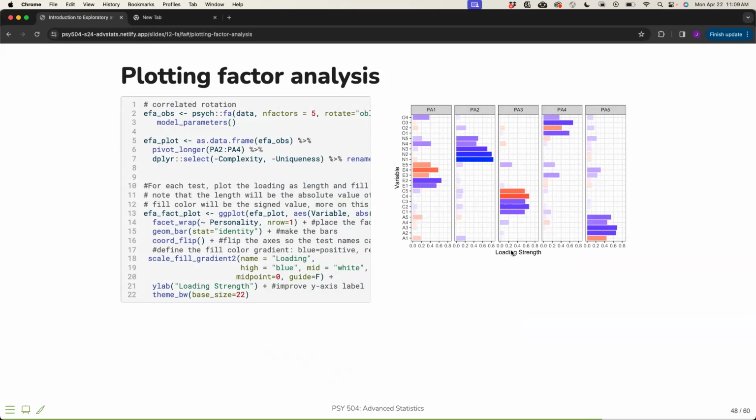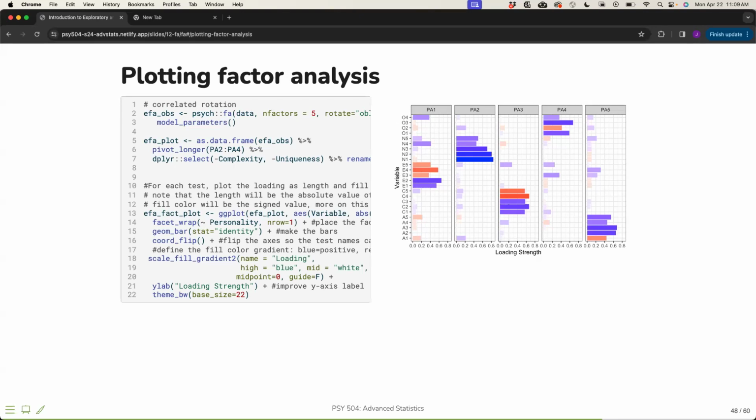But essentially what we're doing here is we're visualizing the loading strength on the x-axis by these horizontal bars that differ in transparency. We have items on the y-axis, and then we have faceted factors here. And I like this particular visualization. So this is the absolute loadings, right? We're not using negative loadings here just to conserve white space. But we can see which items load highest on each factor, right? So the lower the loadings, the more transparent those bars are. So the ones that have the highest loadings pop out more.